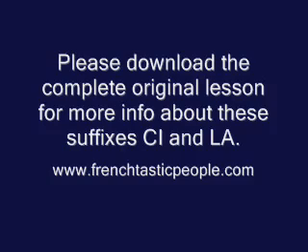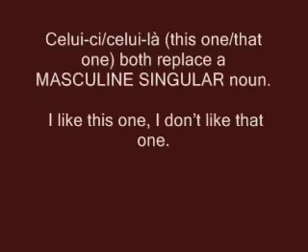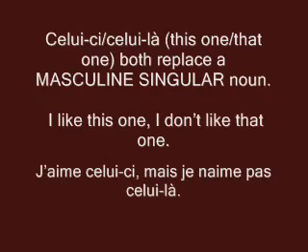Let's work now on these demonstrative pronouns individually. Celui-ci, celui-là. Both replace a masculine singular noun, but celui-ci shows that the noun or the object is nearby, and celui-là shows that the noun you are referring to is distant. And it can also show that you are distinguishing between two elements. I like this one, but I don't like that one. J'aime celui-ci, mais je n'aime pas celui-là.